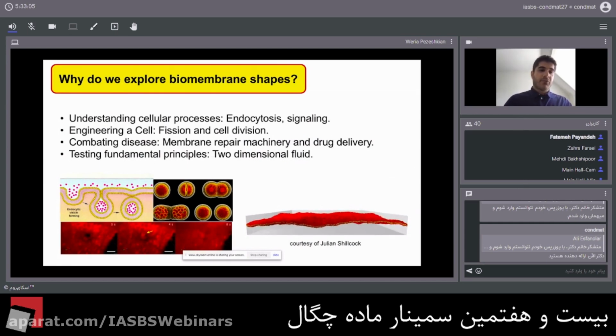Also, nowadays, as a scientific community, we are trying to engineer a cell from a bottom-up approach. One of the features that this cell should have is the ability to divide, and to divide, the membrane has to deform and split into two. So again, understanding membrane mechanics is very important. Also to deal with disease.